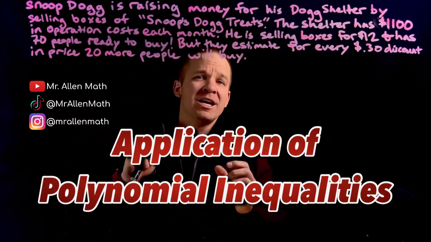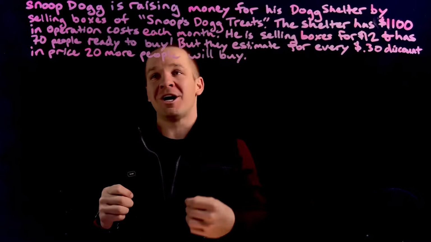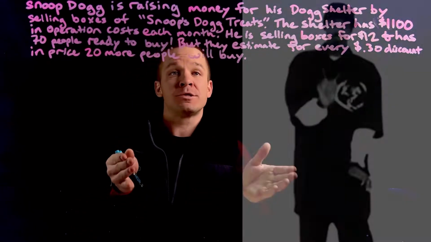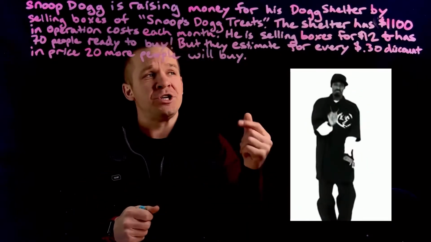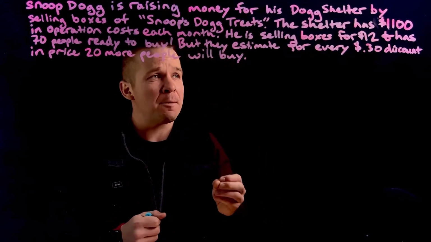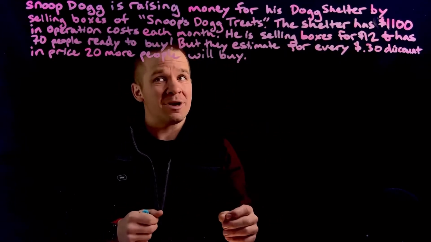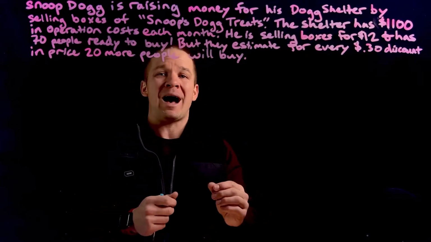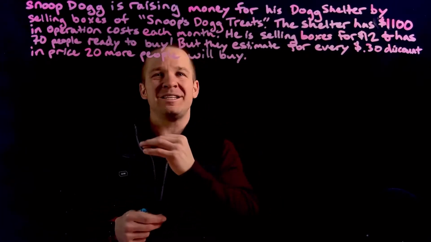Snoop Dogg is raising money for his dog shelter by selling boxes of Snoop's dog treats. Now, the shelter has $1,100 in operation costs each month, and he is selling the boxes for $12 each and has 70 people ready to buy. Right, they're going to get a monthly subscription to these treats here.